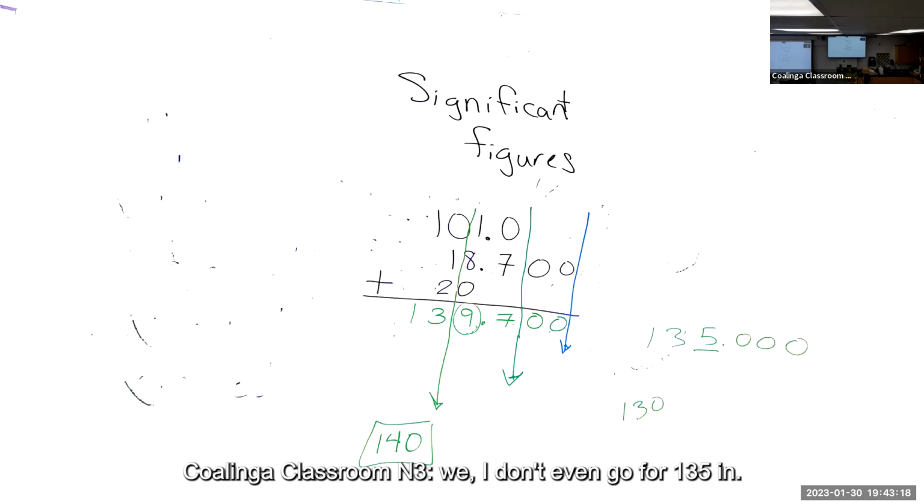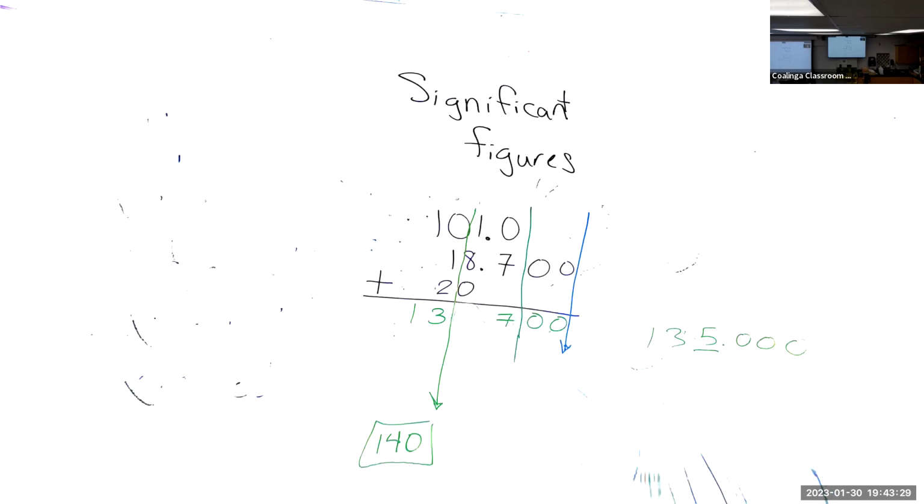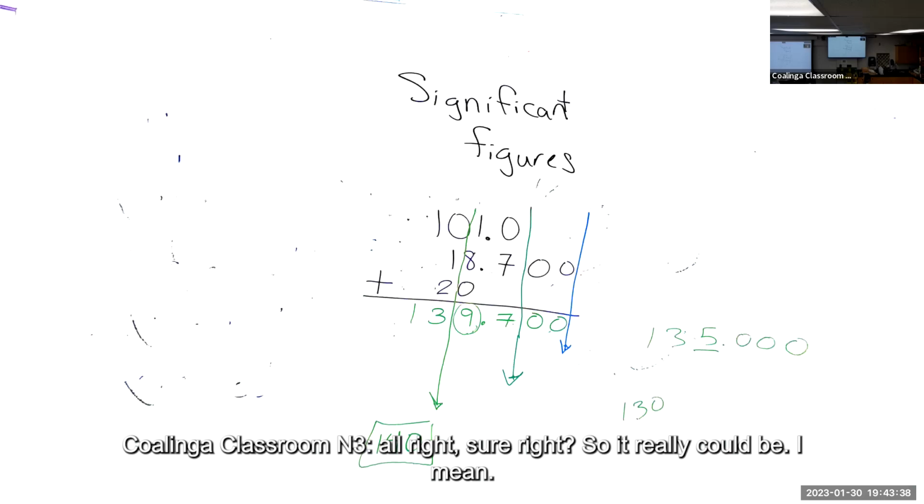Wait, how did it go from 135 and drop it down? Because we're not sure about this number, this value is so uncertain. If this was exactly 5, we can't make the assumption that it's going to be greater than that. We're unsure about it, right?